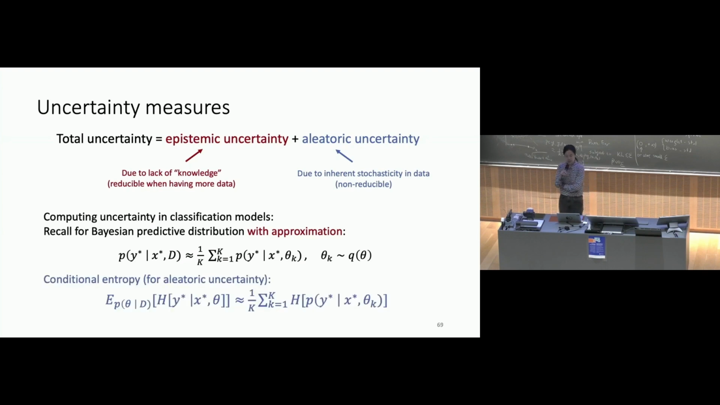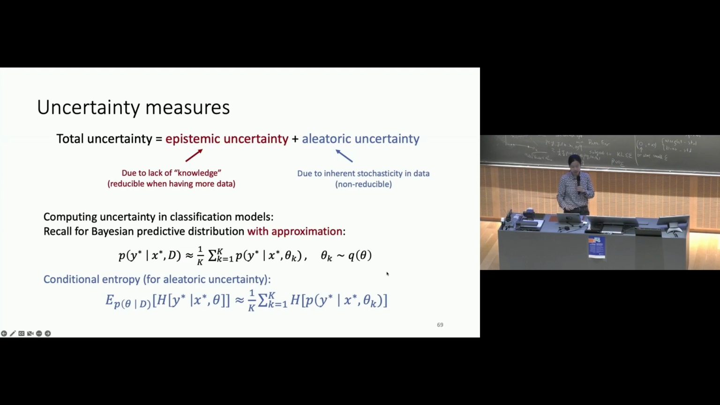Now, in terms of the conditional entropy, the aleatory one, we are interested in computing the entropy for each neural network prediction, and then averaging it over the posterior. In practice, we again get these experts. For each of the experts, you compute the entropy, and then you average over it. This is called the conditional entropy because it is conditioned on a particular neural network theta.